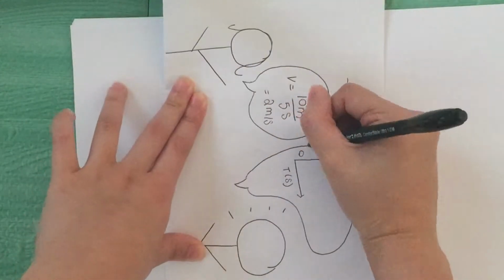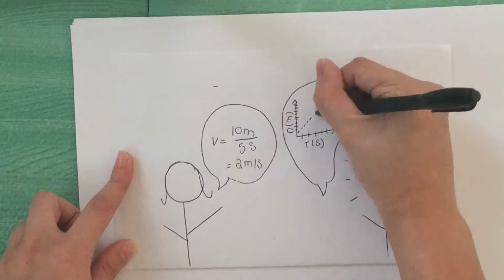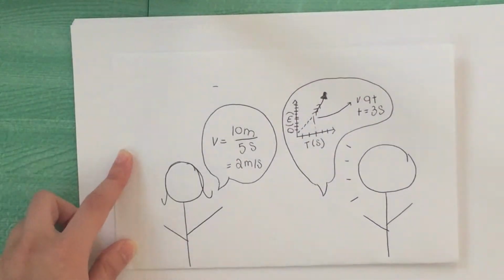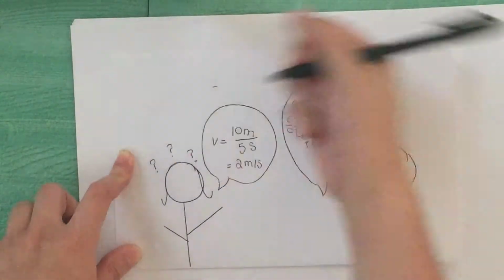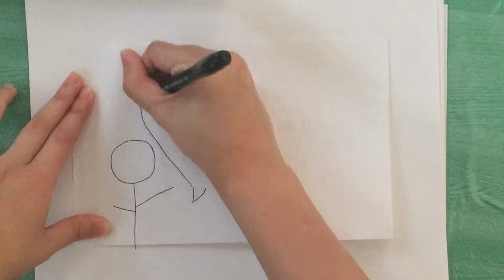Wait, what? Velocity at a timestamp? You ask your dad for clarification, and he says that he's actually asking you about the instantaneous velocity of the arrow at time equals 3 seconds. Seeing that you're confused, your dad gives you a couple of hints.